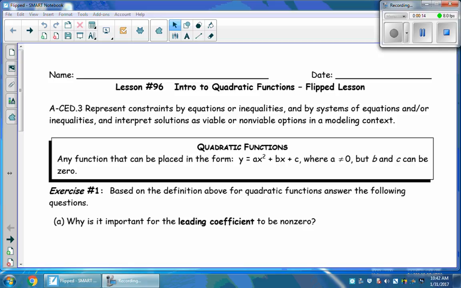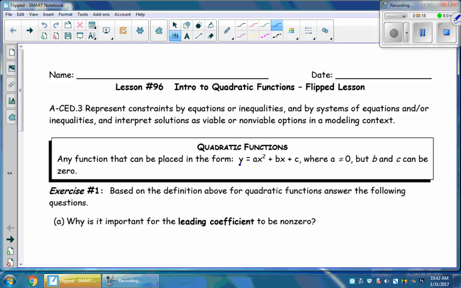A quadratic function is any function that can be placed into the y equals ax squared plus bx plus c form, which it says right here. Really important, it says that a cannot be equal to 0. A is always going to be our leading coefficient. It's our number in front of our x squared.